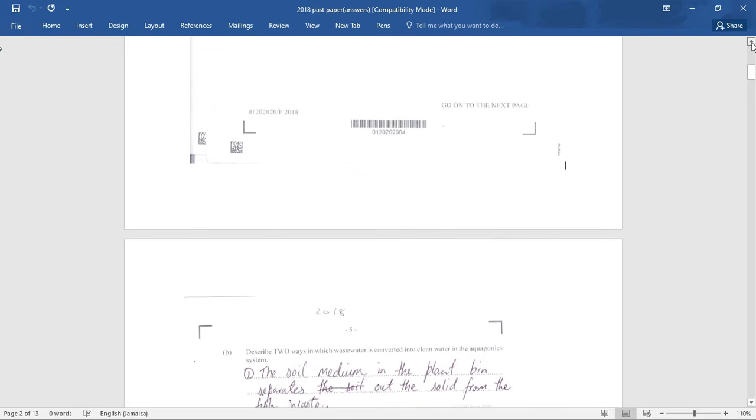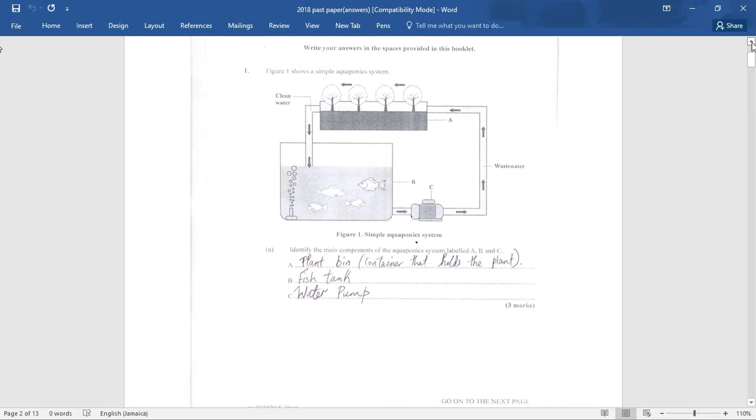So let's go back to the bin. So this is the bin here. To plant the crops in, you need a soil medium, and preferably when you're doing a system like this, they'd use gravel here in the bin as the plant medium or the soil medium, and that gravel will take out the solid waste, or separate out the solid waste from the fish water.